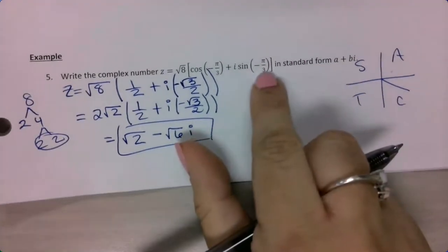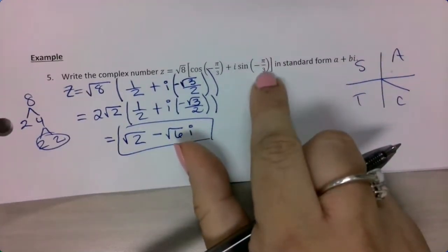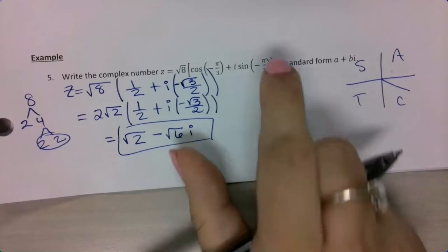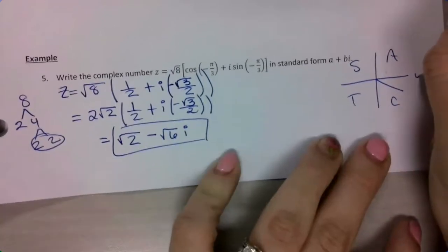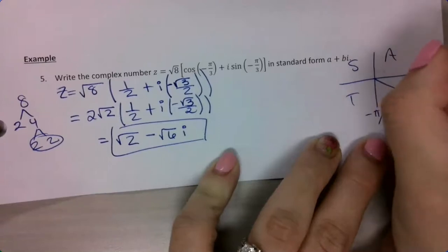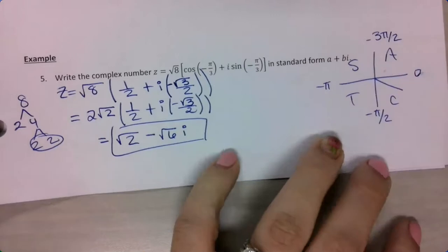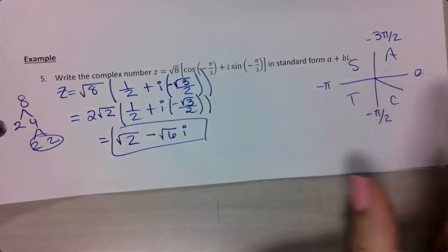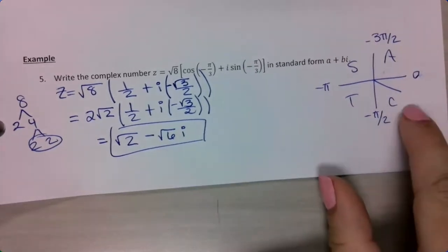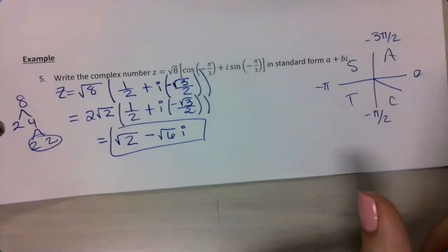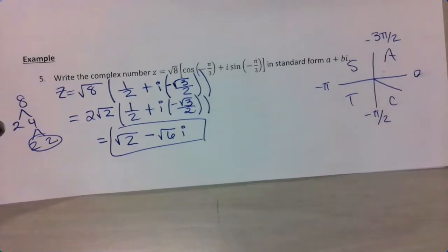Negative pi thirds is quadrant 4. Remember when we used to graph and it'd go like this if I was negative? So negative pi thirds is less than negative pi halves, so it put it in the fourth quadrant. Any other questions here?